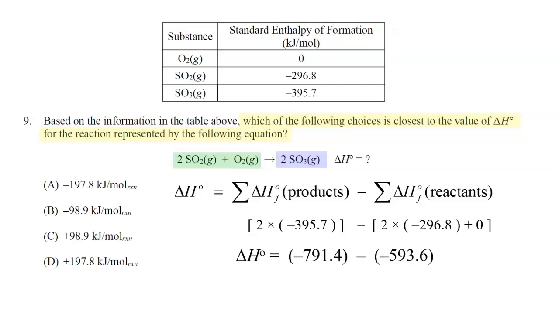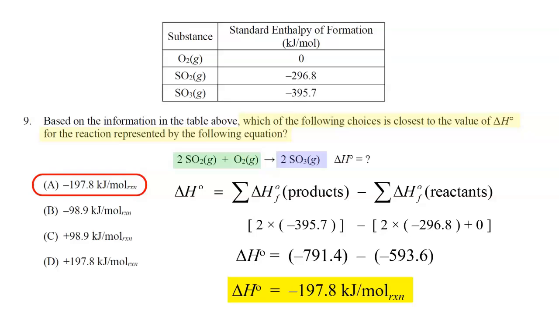So when I pick up my calculator, I get negative 791.4 minus negative 593.6. And so my answer on my calculator is negative 197.8, and the units would be kilojoules per mole of reaction. So now that we know that the value of delta H for this reaction is equal to negative 197.8 kilojoules per mole, that means that the correct answer to question 9 is choice A.